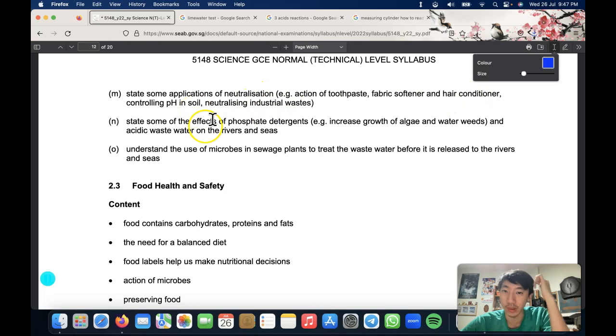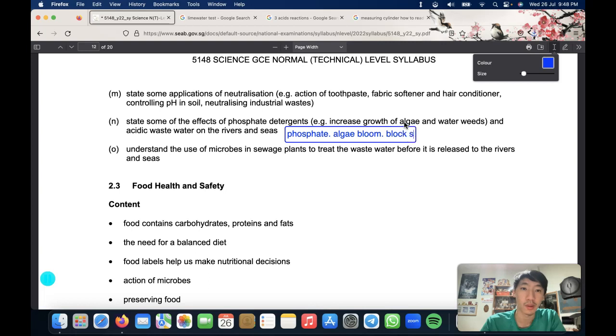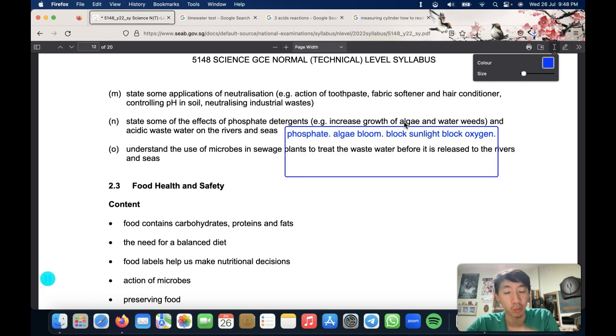We have also discussed phosphate detergent. Remember, we talked about phosphate? This is something that plants and algae use to grow. When you have too much phosphate in the water, it will cause growth of algae. Remember what we learned previously, that this will cause algae bloom. Algae bloom blocks sunlight and blocks oxygen from dissolving into the water, and without enough sunlight and oxygen, the aquatic plants and fishes will die from suffocation. That is why these phosphate detergents are bad.